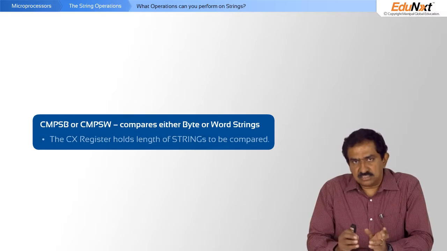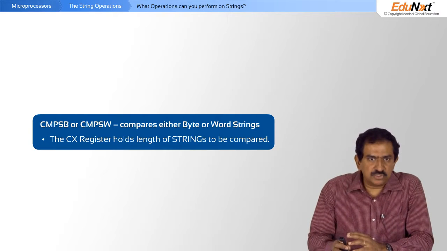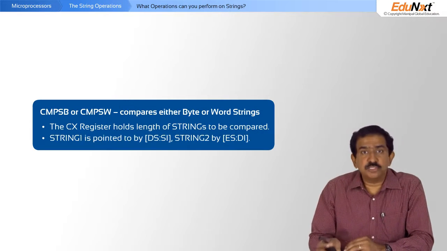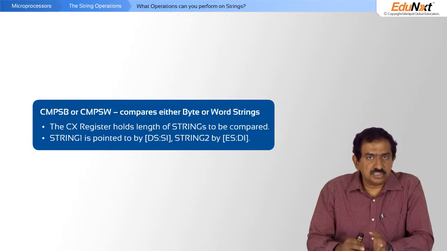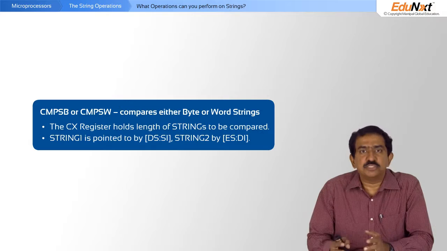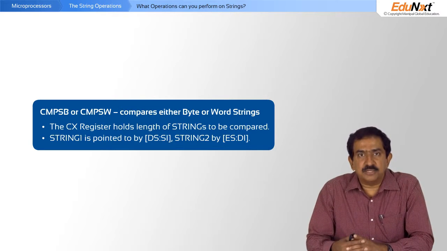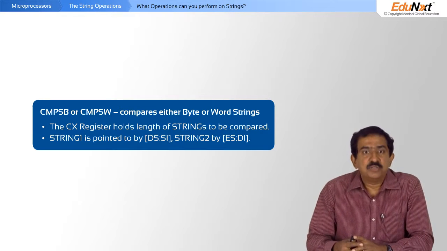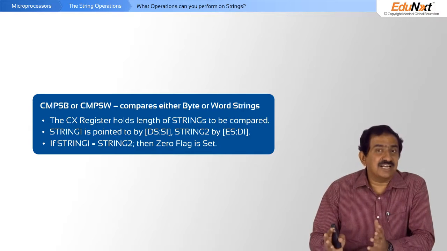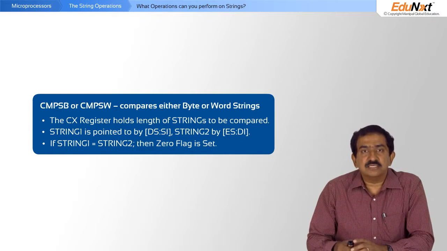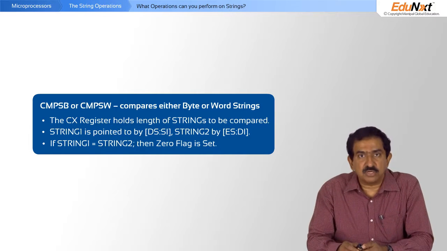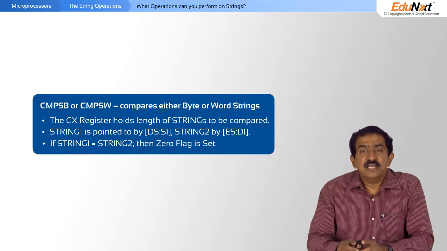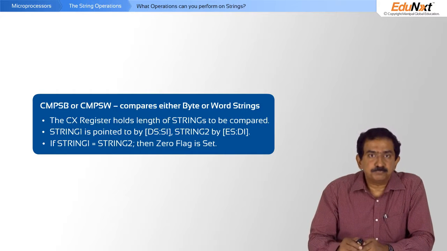And in this case, the CX register, of course, holds the length of the string. String 1 is pointed to by the data segment colon SI. The other string, string 2, if you will, is pointed to by extra segment colon DI, so ES:DI. If both the strings are identical, the zero flag is set. So at the end of this operation, all you have to do as a programmer is to check the zero flag and see if it is set. If it is set, you know that the two strings are the same.